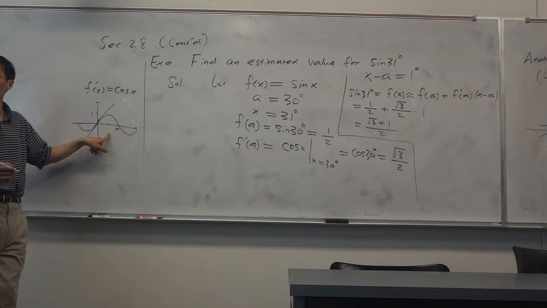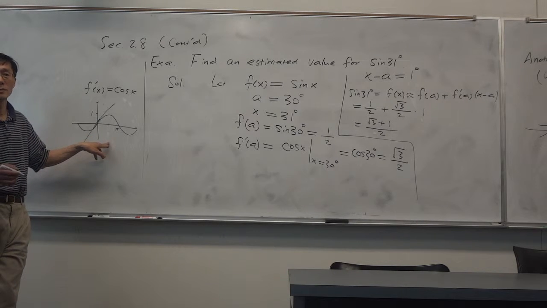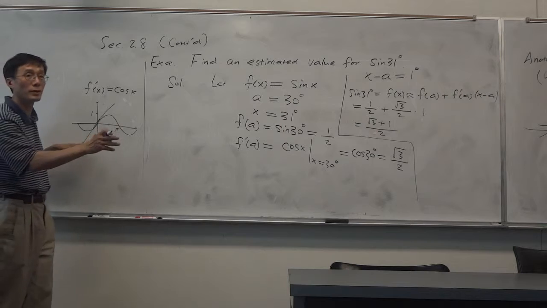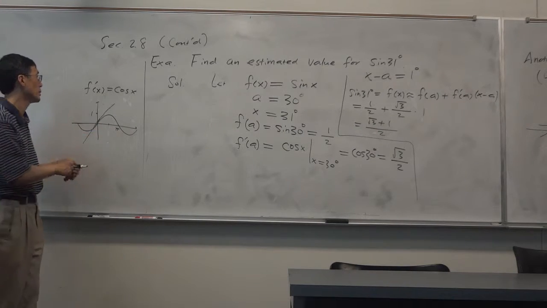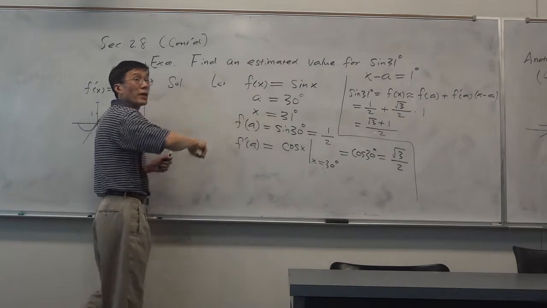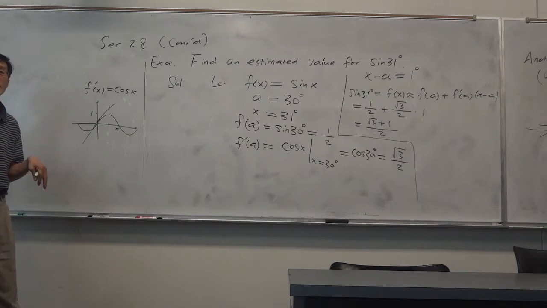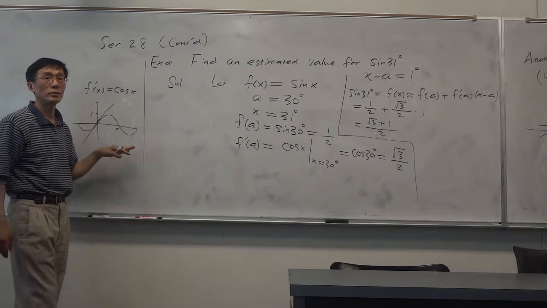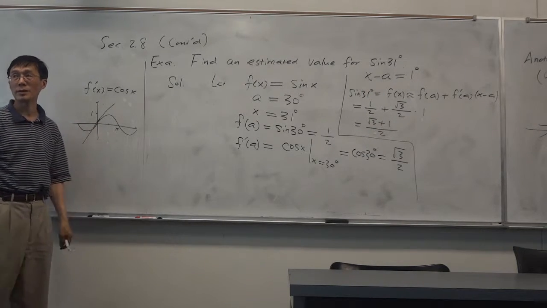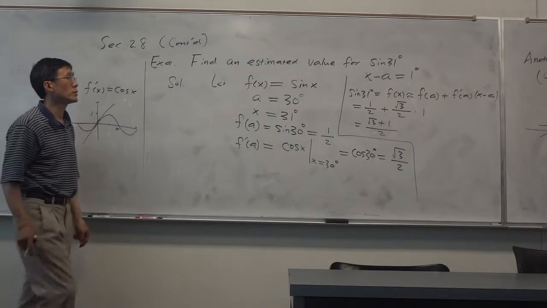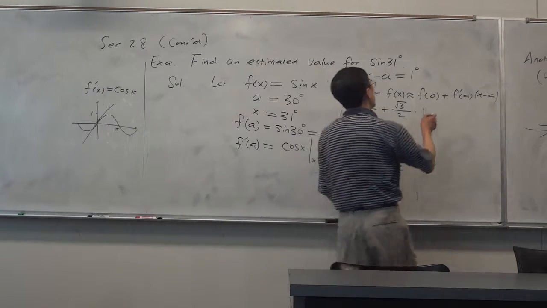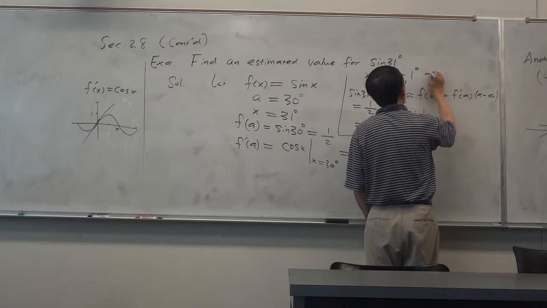It's not in degree. If you use degree, the scale will be different. If you call this 360, then this will be way over there. The picture will be much more flat, and the derivative will be smaller, right? So we do need to translate that to radian. What is 1 degree equal to in terms of radian?